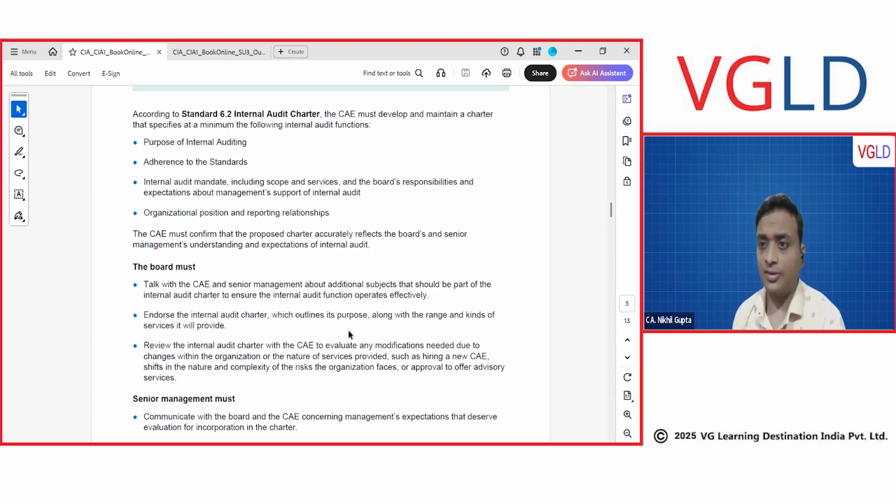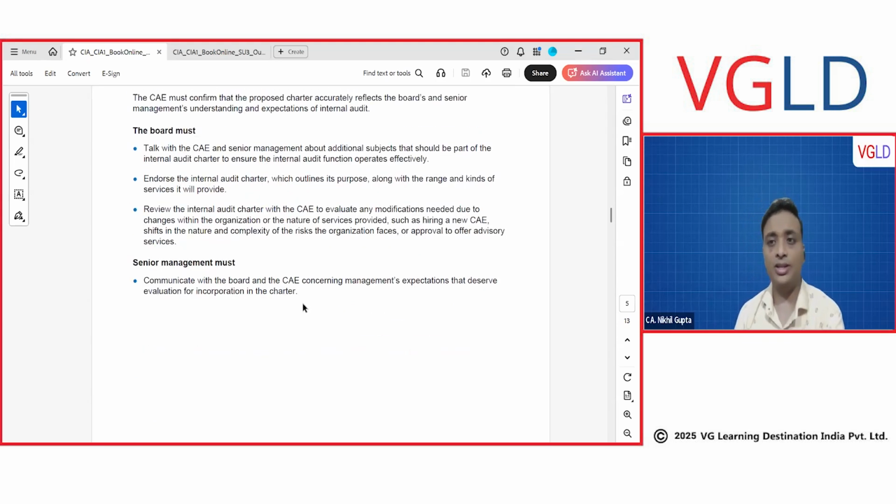Review the internal audit charter with the chief audit executive to evaluate any modifications needed due to changes within the organization or the nature of services provided, such as hiring a new chief audit executive, or shifts in the nature and complexity of the risks the organization faces. For example, a merger happens, a demerger is there, new regulations come up. So whatever risk and complexity is faced by the organization, they have to review it and approve the offer of advisory services. This is something which the board needs to understand.